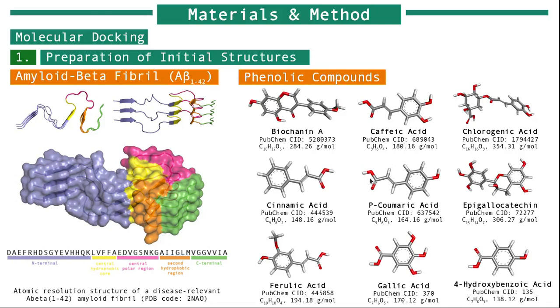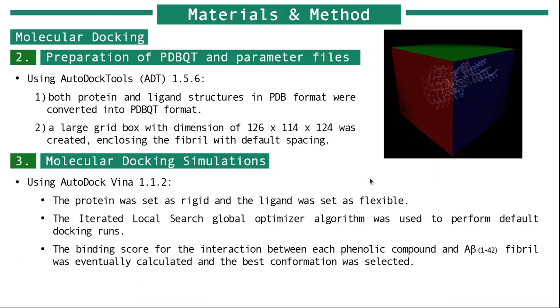The second step is the preparation of PDBQT and parameter files. We prepared the PDBQT files by converting the PDB files and SDF files into PDBQT. This PDBQT is a format accepted by AutoDock Vina. And then we conducted our docking simulation using AutoDock Vina. And finally, we chose the pose of the phenolic compound based on the binding score.